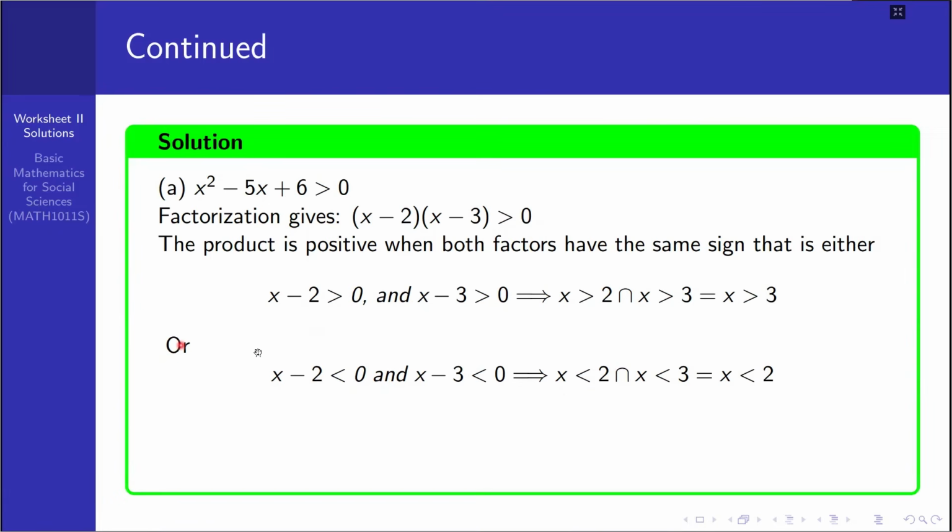The union of x less than 2 and x greater than 3 could be the solution set for this inequality. Therefore the solution set is this one. Within this interval, if you take any real number, this quadratic inequality will be satisfied.